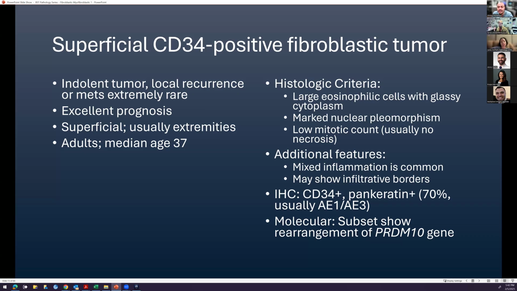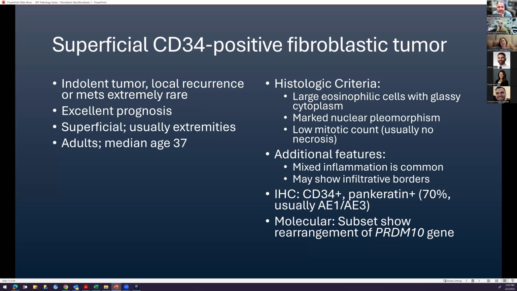The big thing here is that the vast majority are CD34 positive. And pankeratin is actually positive in a large subset of these, so that's very common. It's usually with AE1/AE3. And something to consider is that PRDM10 rearrangements are sometimes seen in these. We used to think PRDM10 rearrangements happened in a subset of undifferentiated pleomorphic sarcomas, and then we saw that those actually did better. It's probably that they exist more in this spectrum overall.